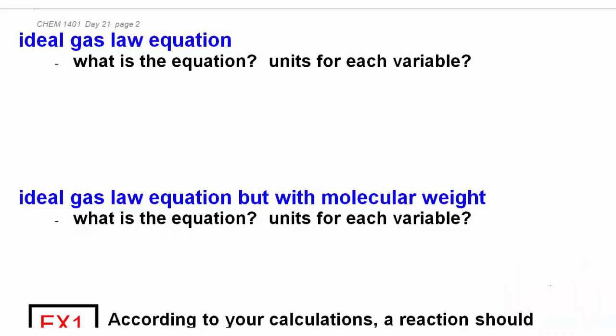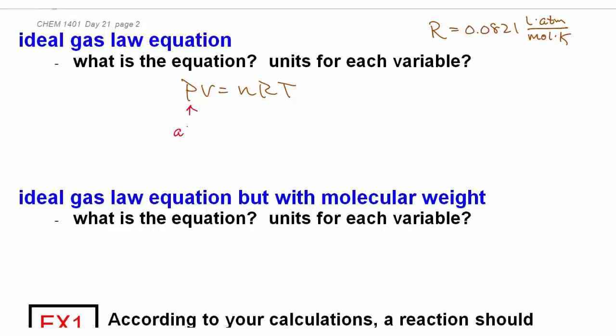The ideal gas law equation. Well, what is the equation? It's just PV equals nRT. And what are the units for each variable? Well, go by R. R is the gas constant, and that's what determines the units for everything. The R that we're going to use is 0.0821 liters times atmospheres over moles times Kelvin. So that kind of tells you what the units are for every variable.